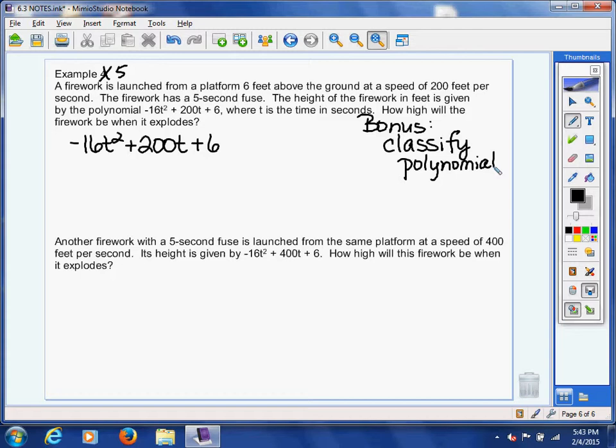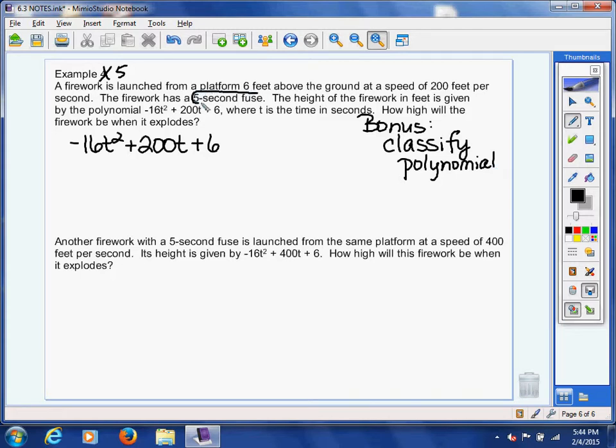So here's our polynomial, negative 16t squared plus 200t plus 6. T means time in seconds. So how high will the firework be when it explodes? So the idea is we light it, we launch it, and 5 seconds later it's going to explode, okay, because it's a 5-second fuse. So some of you are probably like, I'm not sure I know how to solve this problem. They didn't give me enough information. They did give you enough information.